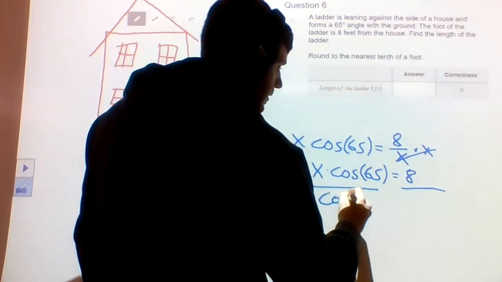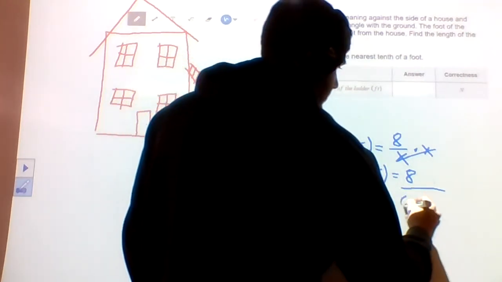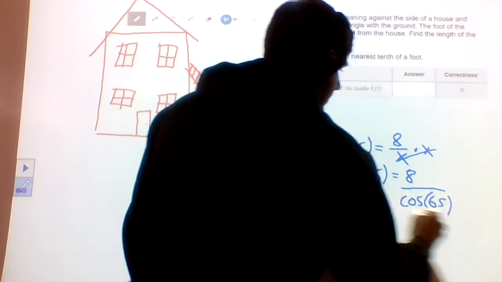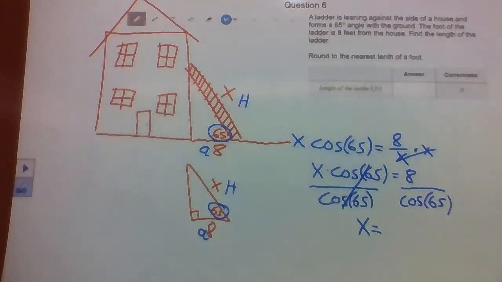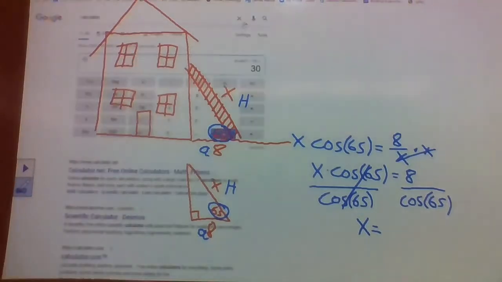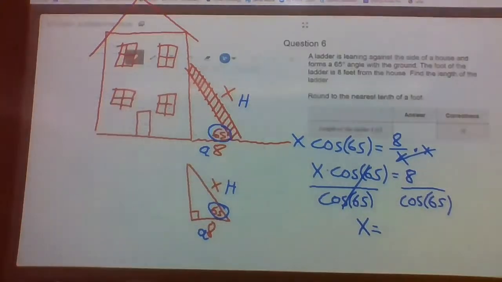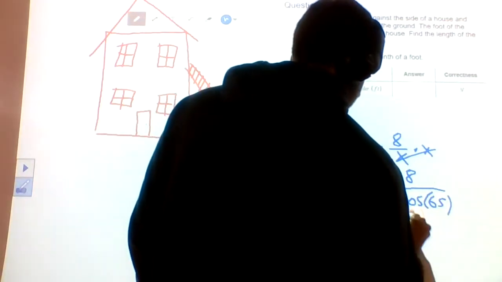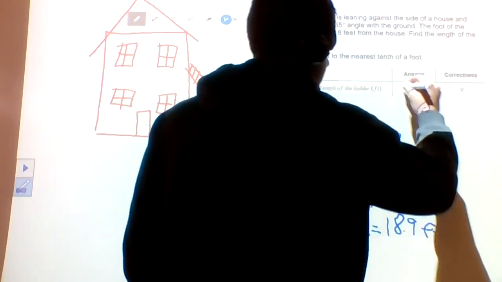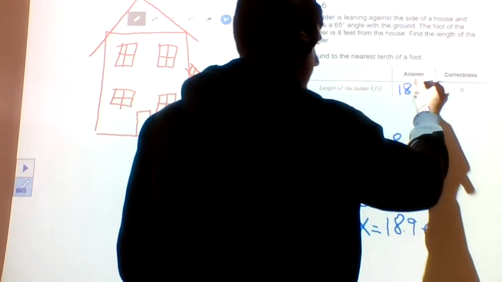Divide both sides by cosine 65, cosine 65. And that's going to get x equals, and I don't remember this one, so let's do it together. We need to do 8 divided by cosine 65. 18.9 feet. 18.9. Oh, round to the nearest foot, that's going to be 19 feet.